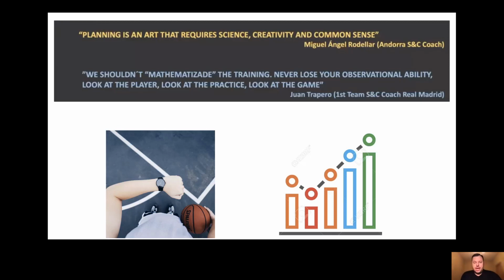We have a lot of tools to analyze and monitor training load, but I think every coach has this observational ability, and you should be able to see from the reaction of the player on the court, from the behavioral things, is that okay? Is it too much? Is it less? Of course we can calculate everything, but I think the most important thing is this observational ability, and everyone should be improving in that.